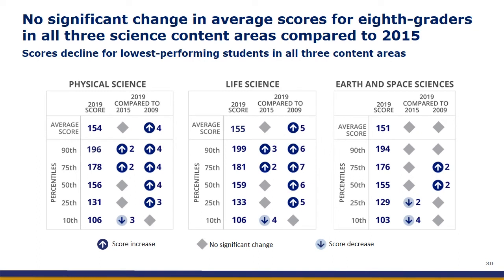From 2009, overall scores have improved in 2 of the 3 content areas. That improvement has been mirrored with increased scores among students from the 25th to the 90th percentiles in physical science and life science.